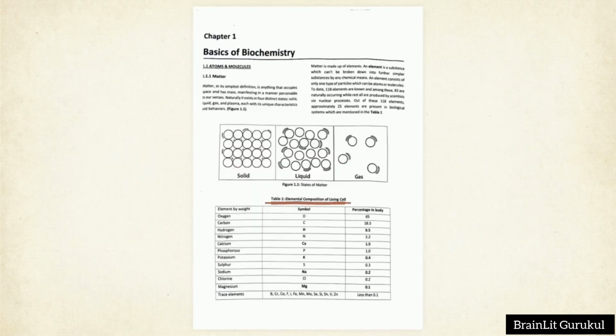Look at this table detailing a living cell's composition. Biology applies a specific filter. Out of 118 universal possibilities, only 25 elements actively function in biological systems. Furthermore, just 6 elements, carbon, hydrogen, nitrogen, oxygen, phosphorus, and sulfur, contribute approximately 98% of the total mass.